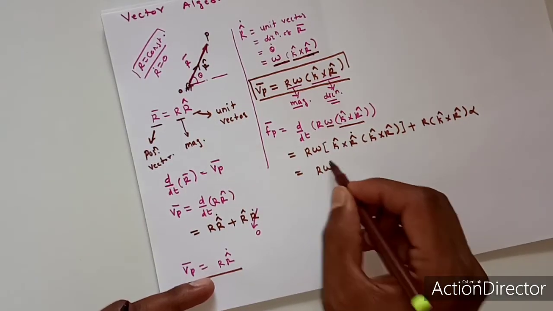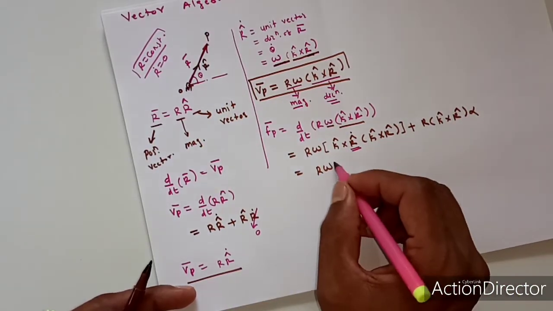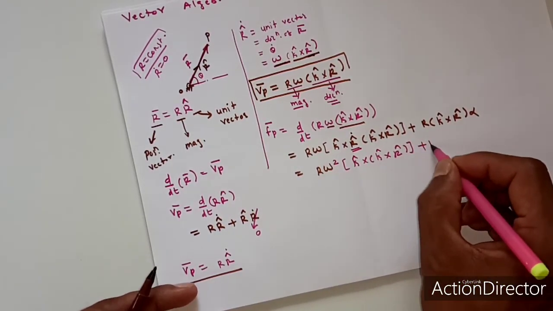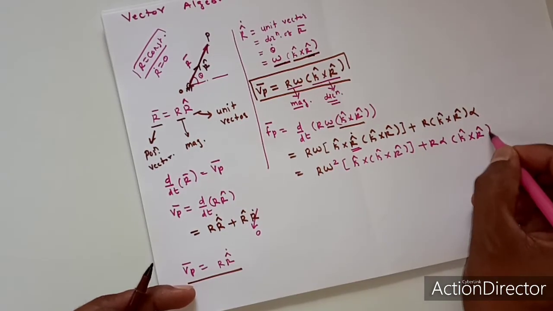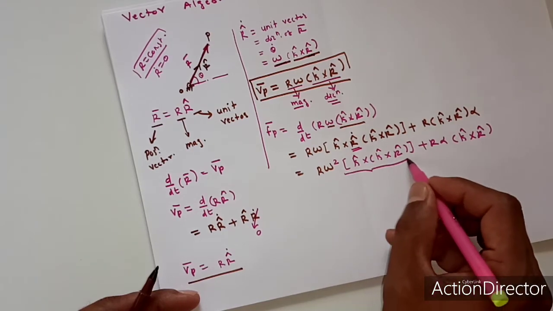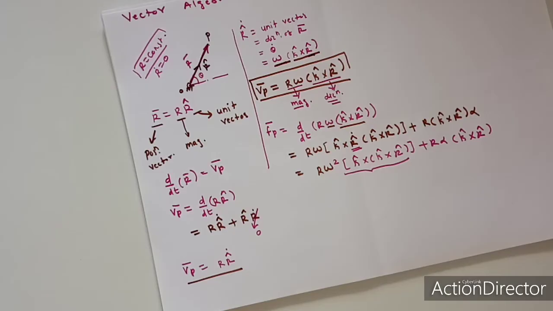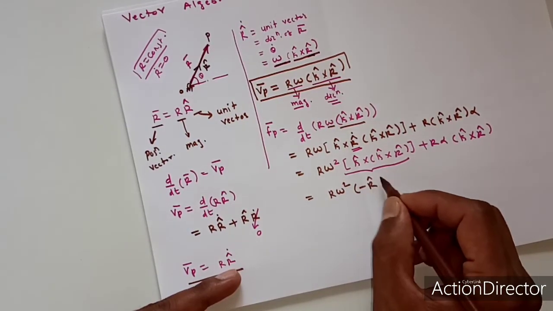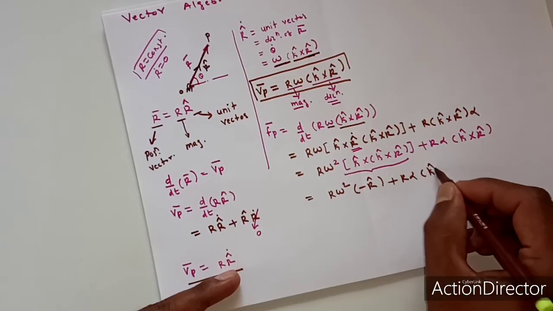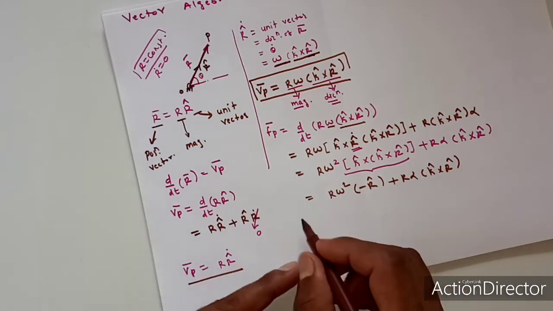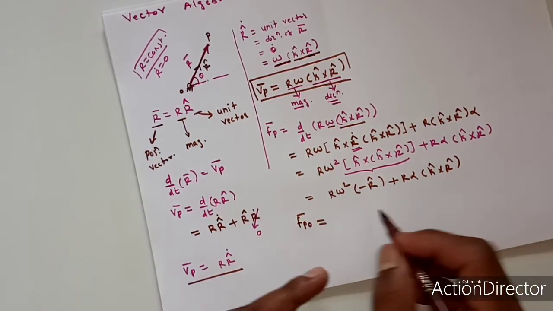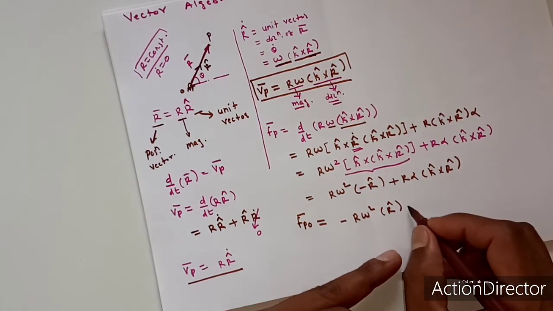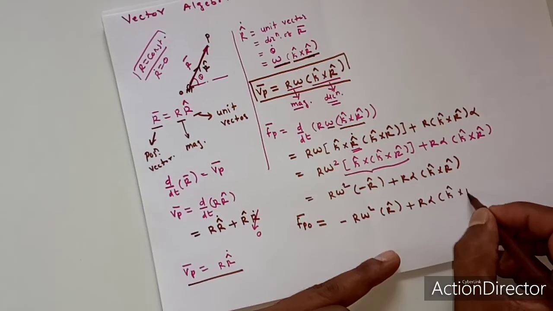This is equal to r omega, r cap dot is omega, so r omega square k cap cross k cap cross r cap plus r alpha k cap cross r cap. Now this is the cross product of two perpendicular vectors, k cap cross k cap cross r cap, and this product is equal to minus r cap, plus r alpha k cap cross r cap. So the final equation for total acceleration of P relative to O in vector form is minus r omega square r cap plus r alpha k cap cross r cap.